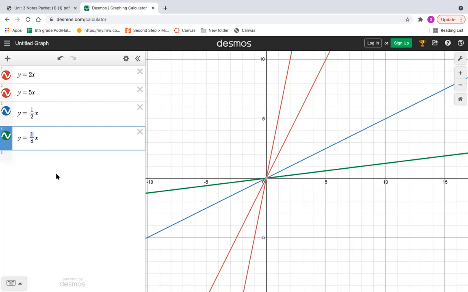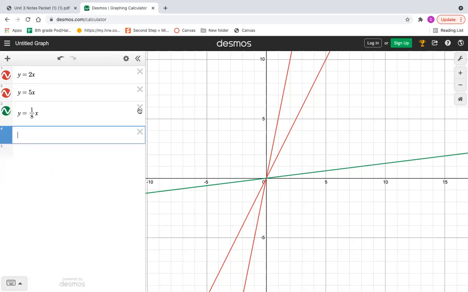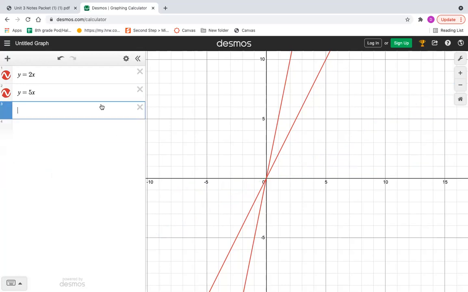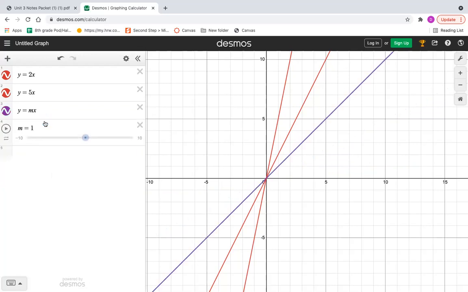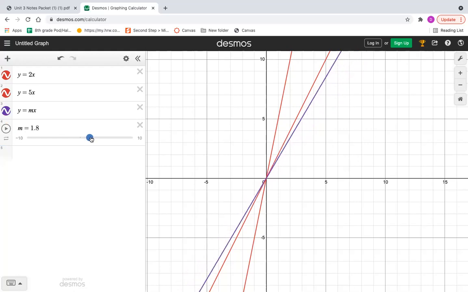Okay. And just like with the others, we have this awesome feature where we can add a slider. Here, we'll get rid of a couple of these. So we have y equals mx, and we're going to add this slider. Currently it's defaulted to 1. So this is our purple line right here. And as we said, if we increase our slope, in other words, if m gets to be a bigger number, we should see that it gets steeper. And look at that, it looks like it does.